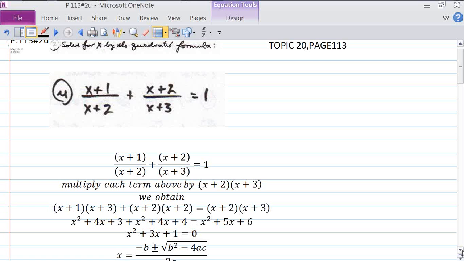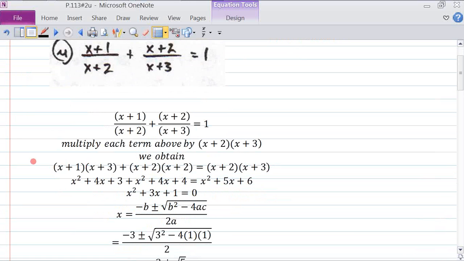And why do we do that? Because now we no longer have a denominator. So the object is to get rid of the denominator. Now, this becomes x squared plus x plus 3x becomes plus 4x, inner and outer combined. Plus 1 times plus 3 gives me plus 3. First times first gives me x squared, inner and outer sum to 4x. And the last times the last becomes plus 4.